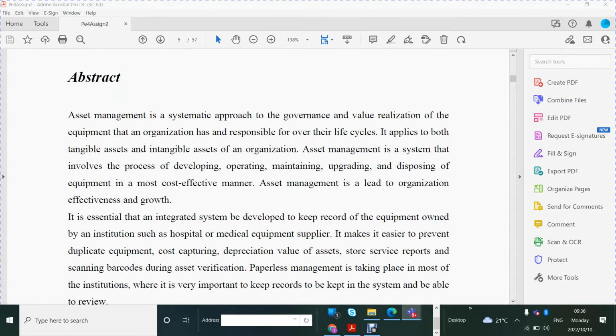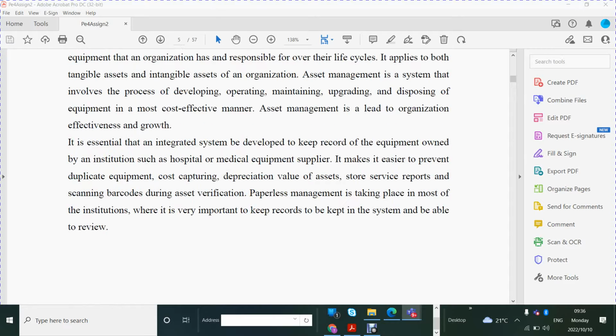Okay. Now let's look at your abstract. Asset management is a systematic approach to the governance and value realization of the equipment that an organization has and is responsible for. Asset management is a system that involves the process of developing, operating, maintaining, upgrading, and disposing of equipment in the most cost effective manner and leads to organization effectiveness and growth. It is essential that an integrated system be developed to keep record of the equipment. Okay, just give me a moment.